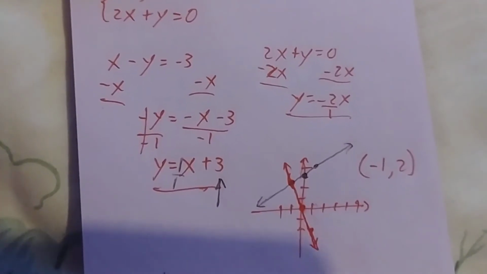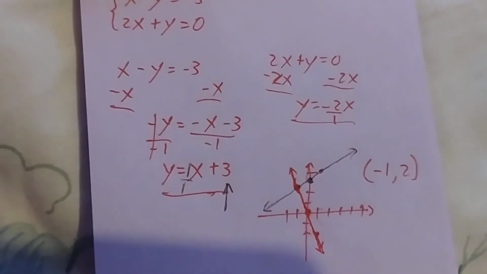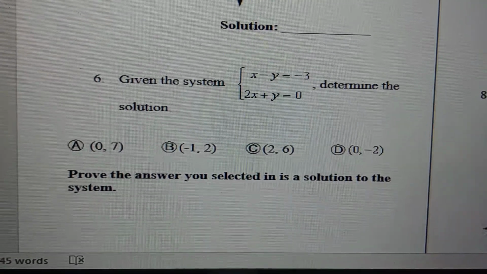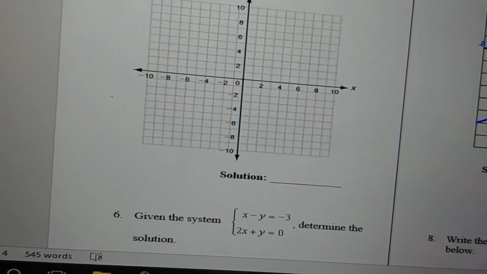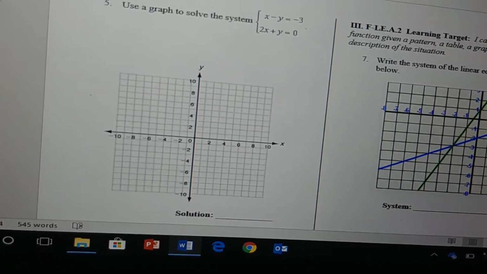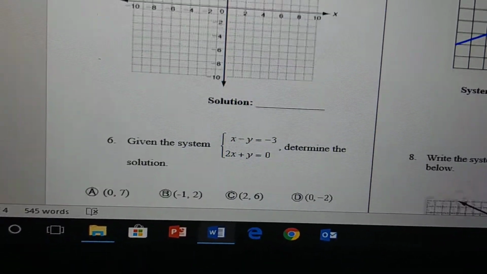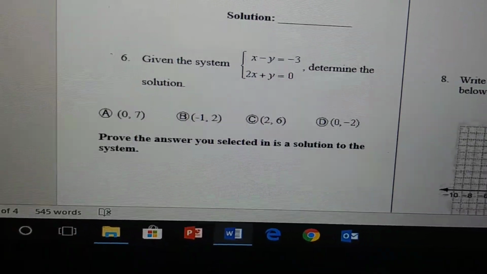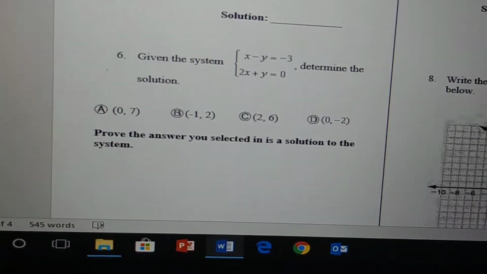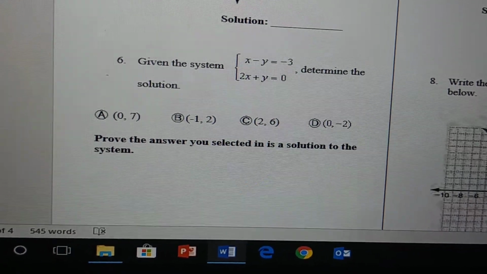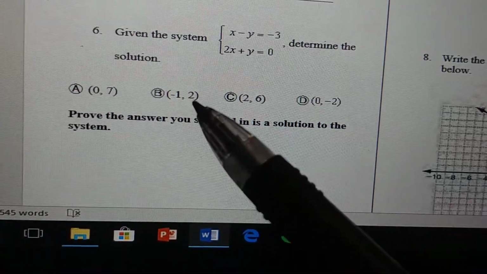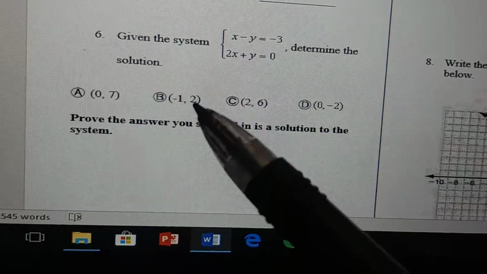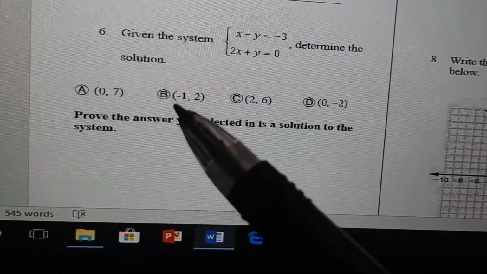So now let's also do number 6. If you look at problem number 6, it's given a system, and remember, it's exactly the same. The systems are exactly the same. That's the system for number 5, and the system for number 6 is exactly the same. So it's telling you, given the system, which is the same as number 5, determine the solution. And what is the solution? Of course, it's also the point where the graphs intersect. So for 6, the answer is B.